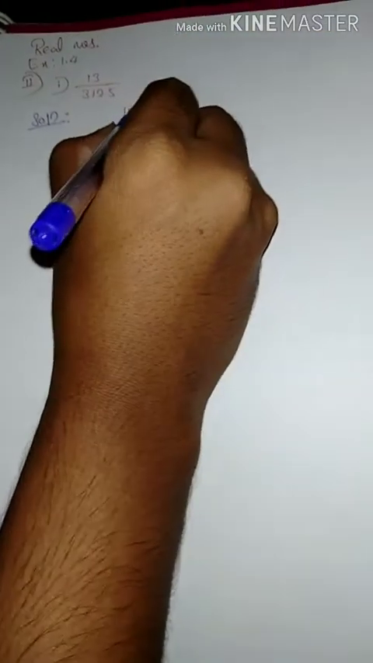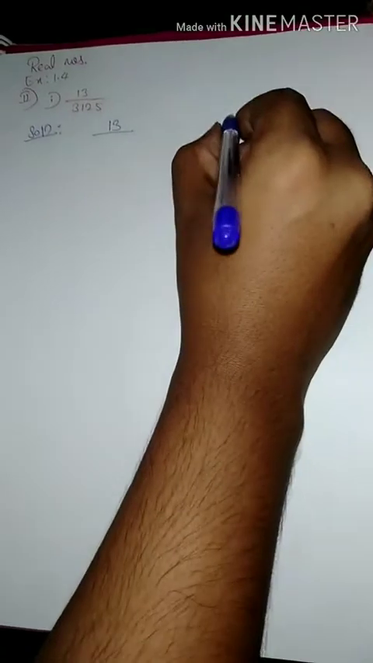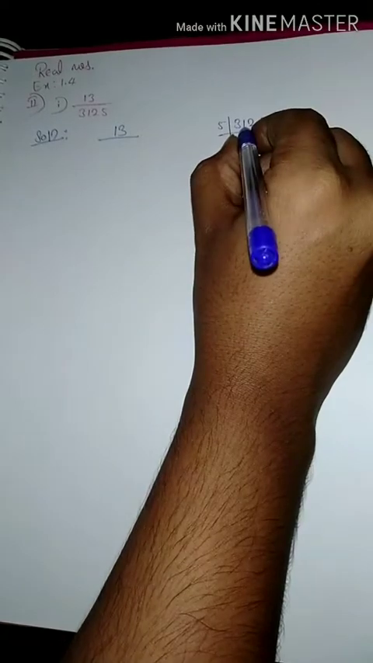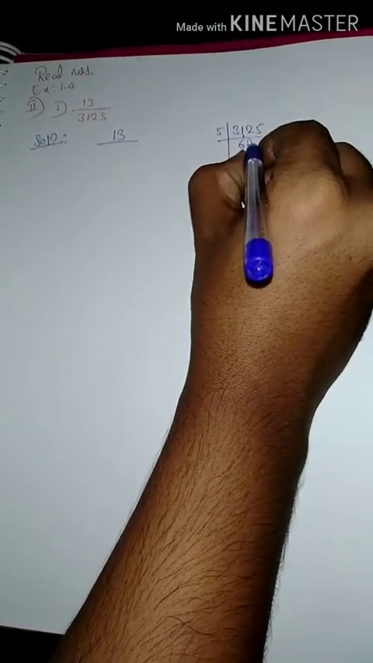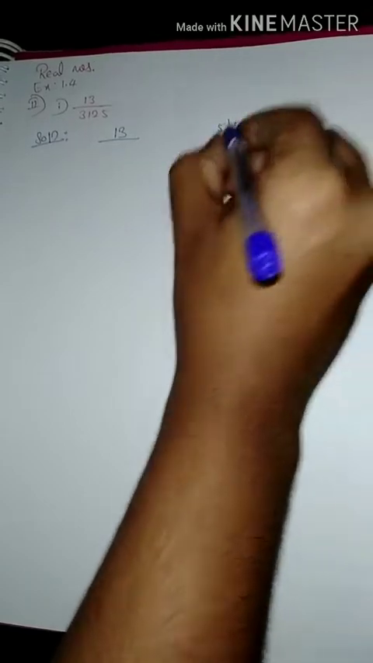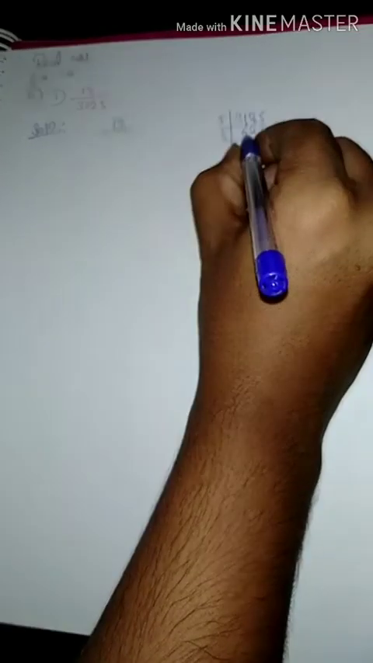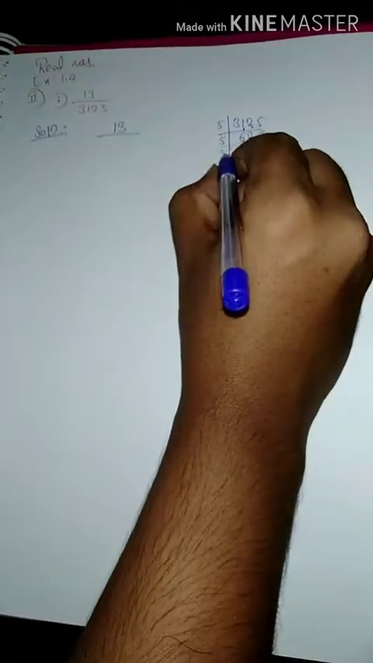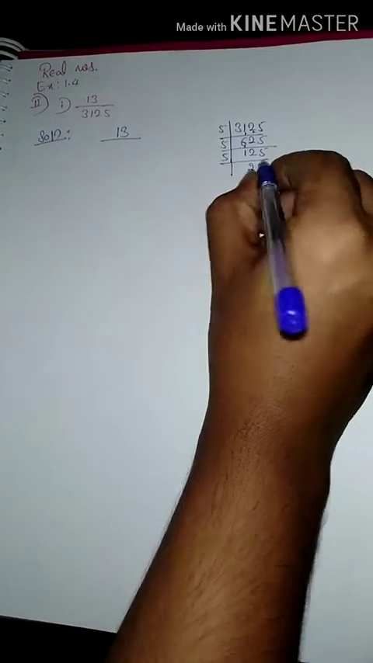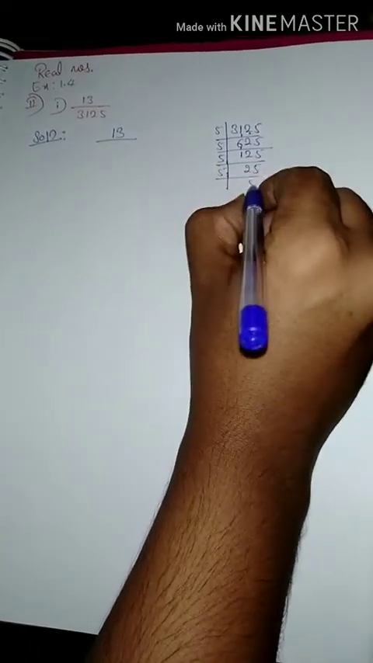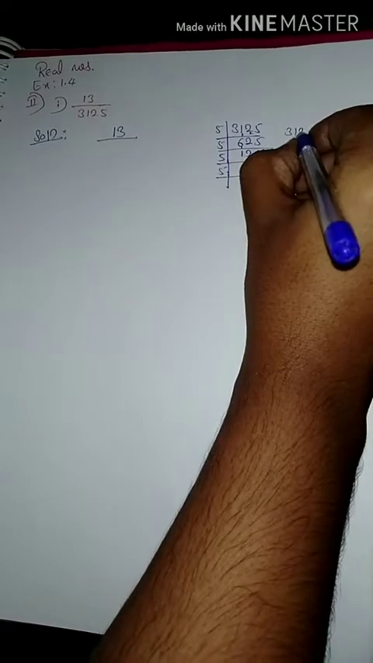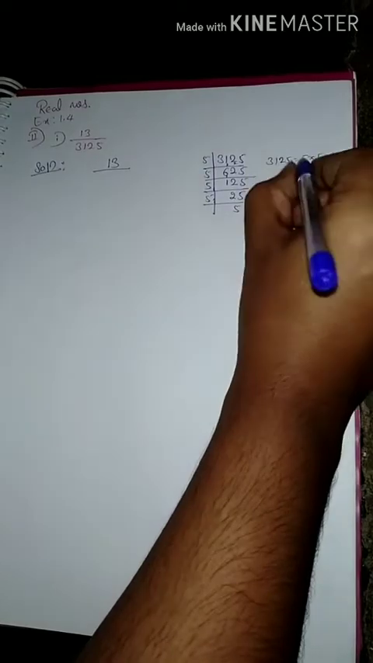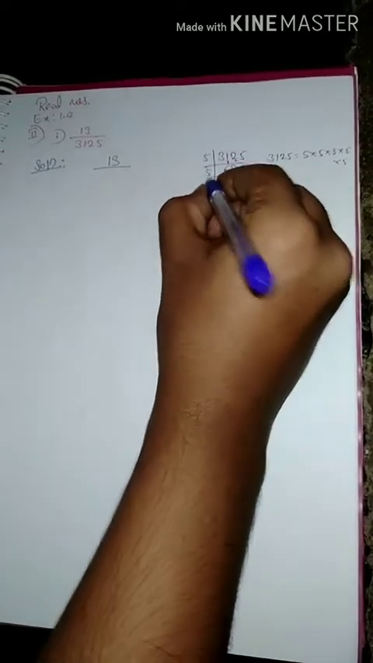So 13 as it is, and the denominator is split: 3125 divided by 5 is 625, 625 divided by 5 is 125, 125 divided by 5 is 25, 25 divided by 5 is 5, 5 divided by 5 is 1. So 3125 is equal to 5 into 5 into 5 into 5 into 5, that is 5 times 5, 1, 2, 3, 4, 5.